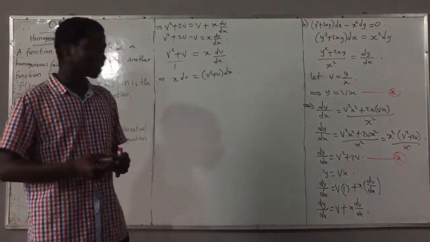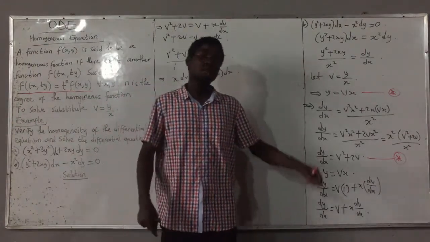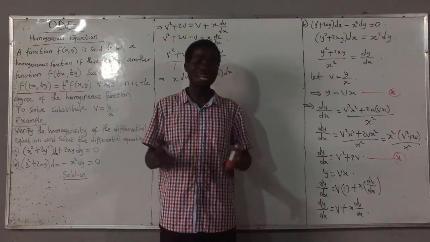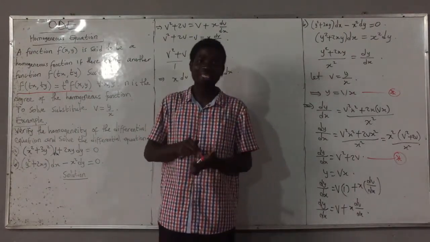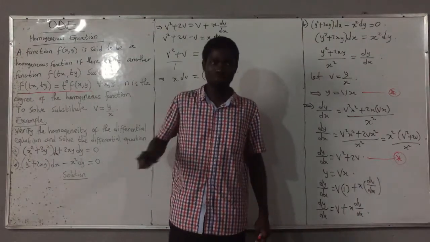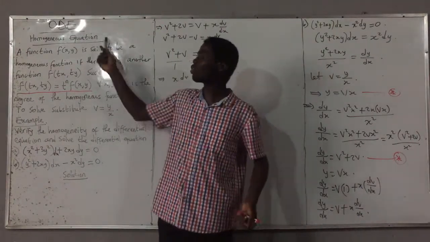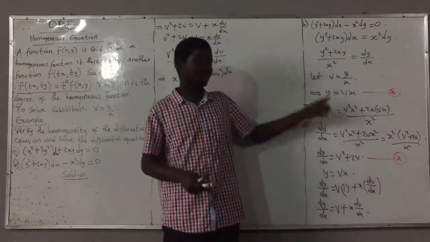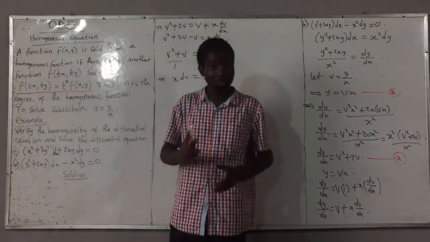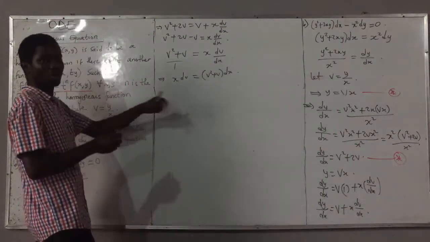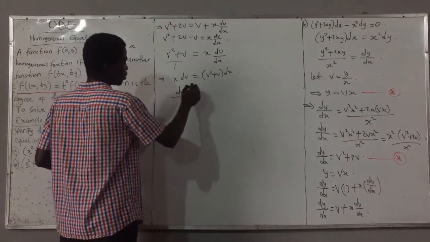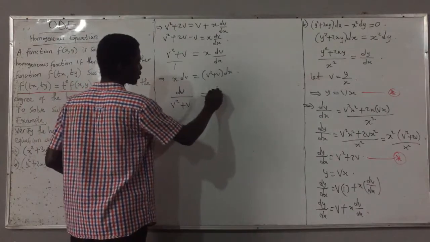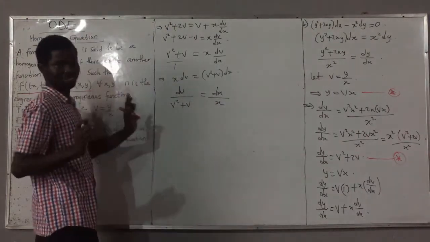Don't forget, after substituting this one and you've equated the two dy/dx, the equation you are going to get must be variable separable. Do you understand? In fact, another name they normally call a homogeneous equation is equation reducible to variable separable, because after you substitute this, it will reduce to variable separable. Do you understand? Now let's continue. So bring this one, it will be dv over v squared plus v equal dx over x. So you see, variable separable.